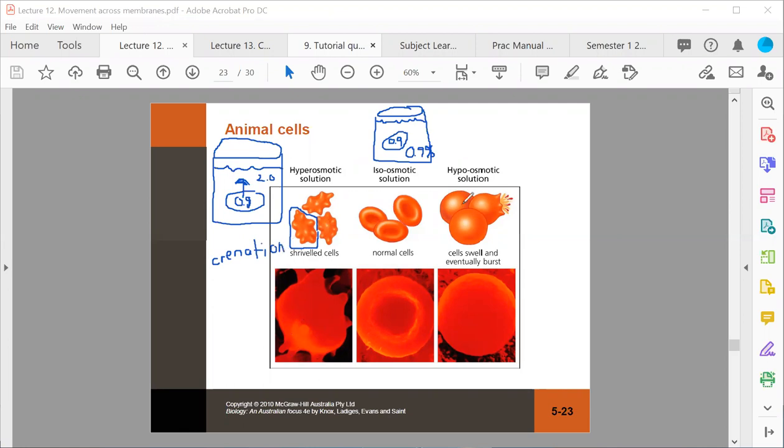All right, now what happens if we place the cells into a hypoosmotic solution? Okay, so this time, here's our cell, 0.9% concentration of solutes. We're going to place it into a hypoosmotic solution. Now, where do we have the highest water potential or highest free energy of water?